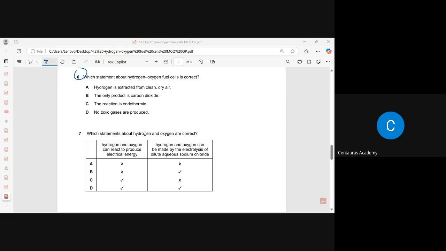So option A is not the correct answer here. We discussed that option D is going to be the right answer here. No toxic gases are produced.